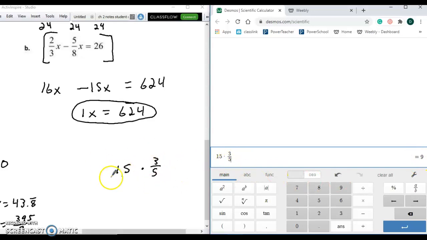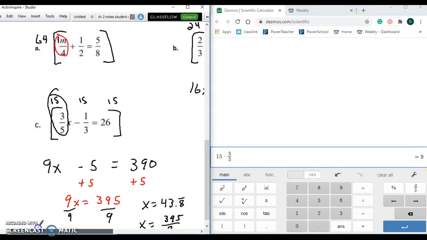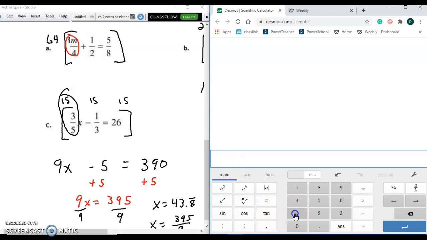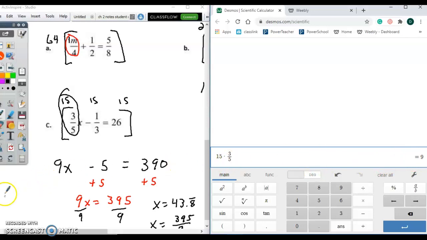So however you want to use your calculator to do that, I find it quicker just to go 15 times 3 divided by 5 and do it all in one step in my calculator. You could type it in that way too, 15 times 3 divided by 5. This calculator is going to do it out that way for you either way. So good luck with that. Clear the fraction and then do what you know how to do from there.